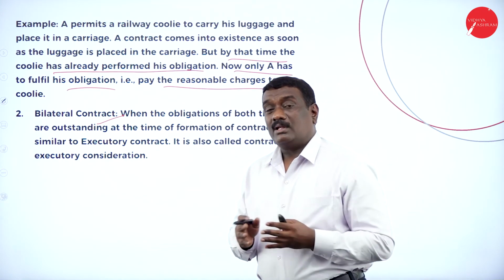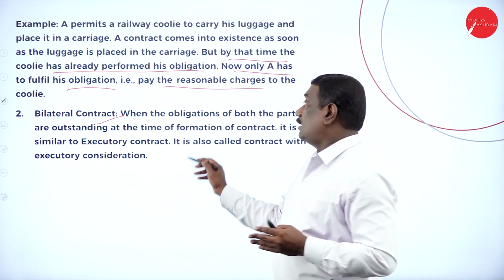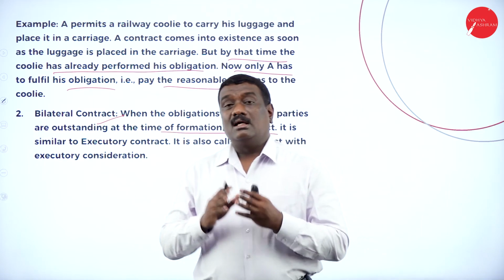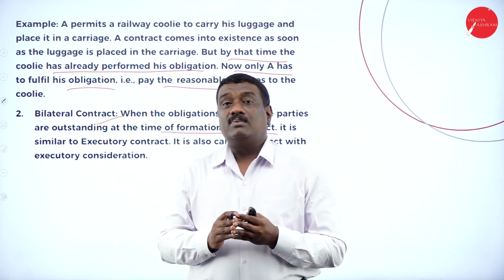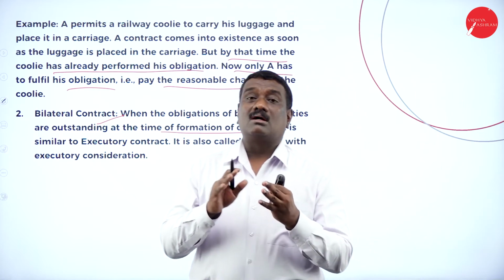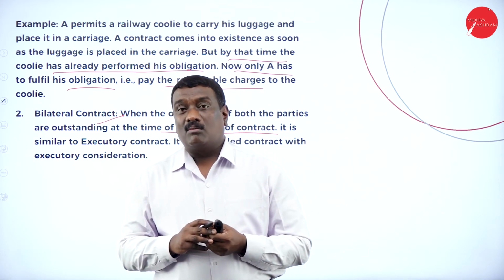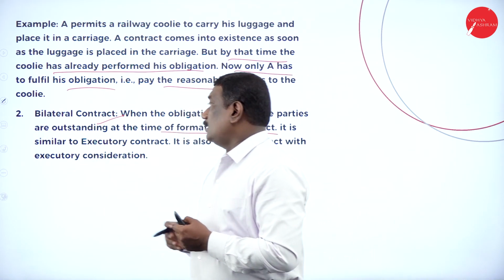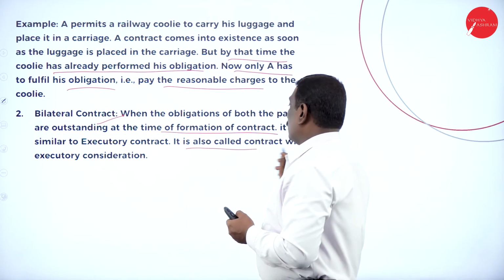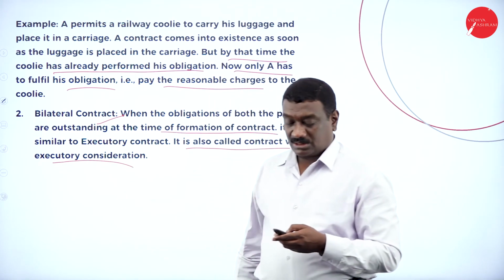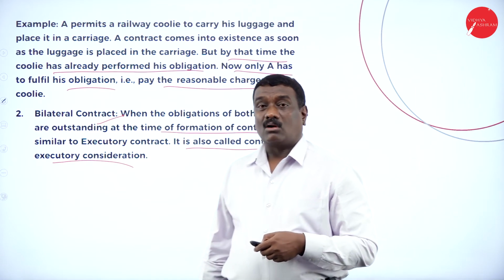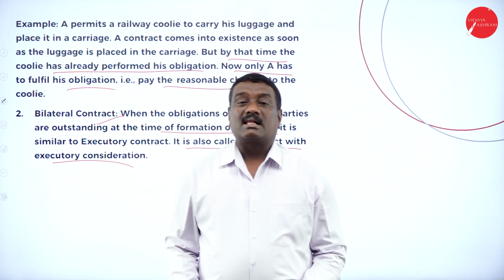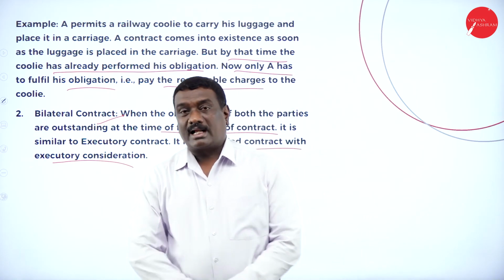Now, this particular obligation is outstanding at the time of entering into a contract or formation of a contract. At the formation of a contract, if both the parties have not completed their share of obligation or the promises which they have made at the time of contract, then it becomes a bilateral contract. So it is also a contract with executory consideration, similar to the executory contract. So these are the various topics which I covered today, that is, regarding the classification of contracts.